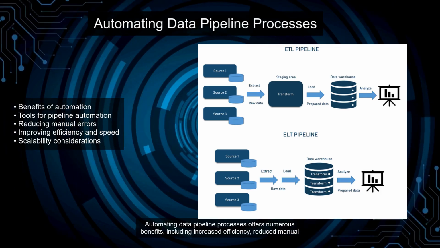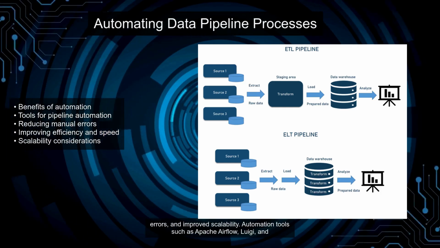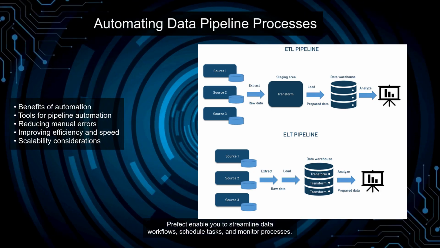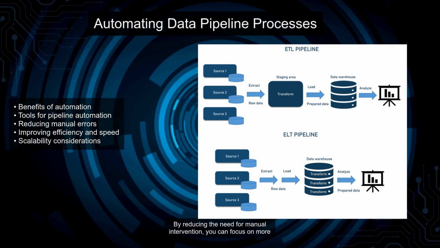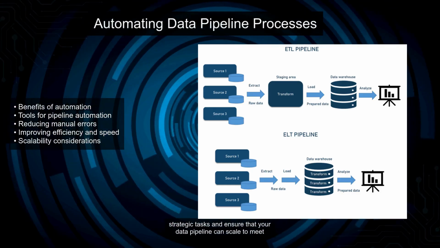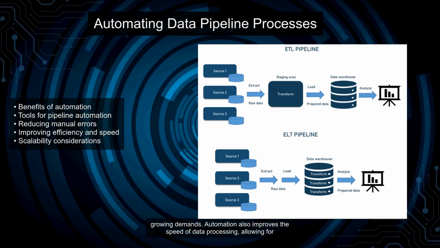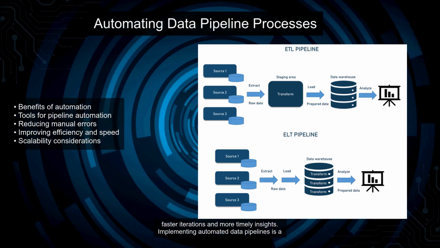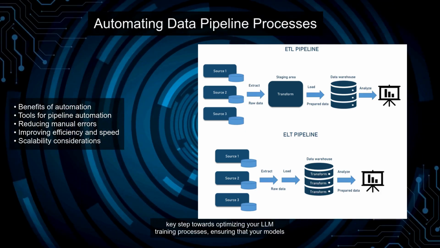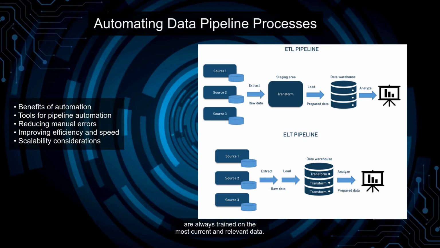Automating data pipeline processes offers numerous benefits, including increased efficiency, reduced manual errors, and improved scalability. Automation tools such as Apache Airflow, Luigi, and Prefect enable you to streamline data workflows, schedule tasks, and monitor processes. By reducing the need for manual intervention, you can focus on more strategic tasks and ensure that your data pipeline can scale to meet growing demands. Automation also improves the speed of data processing, allowing for faster iterations and more timely insights. Implementing automated data pipelines is a key step towards optimizing your LLM training processes, ensuring that your models are always trained on the most current and relevant data.